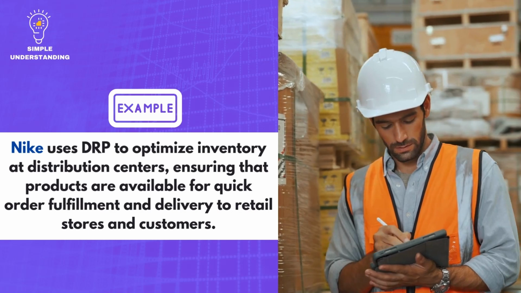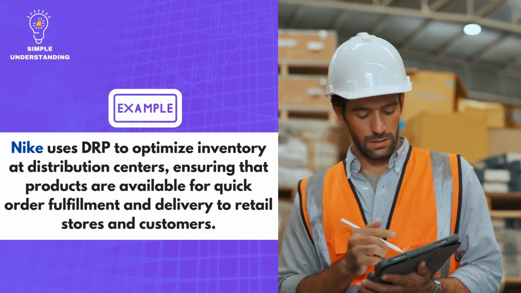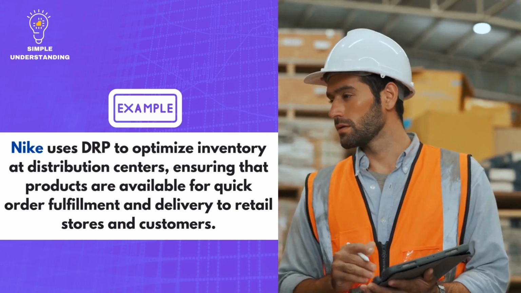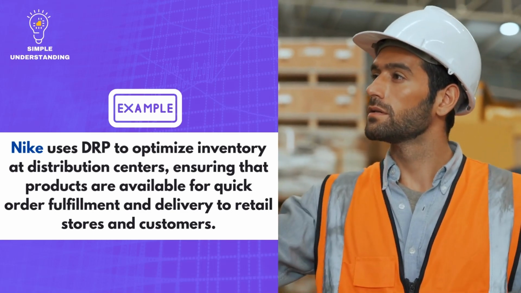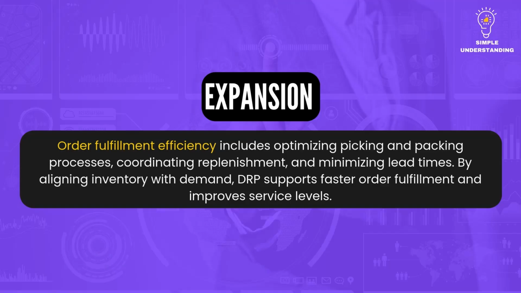Real company example. Nike uses DRP to optimize inventory at distribution centers, ensuring that products are available for quick order fulfillment and delivery to retail stores and customers. Expansion. Order fulfillment efficiency includes optimizing picking and packing processes, coordinating replenishment, and minimizing lead times. By aligning inventory with demand, DRP supports faster order fulfillment and improves service levels.